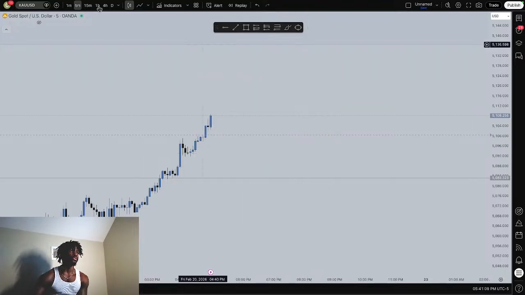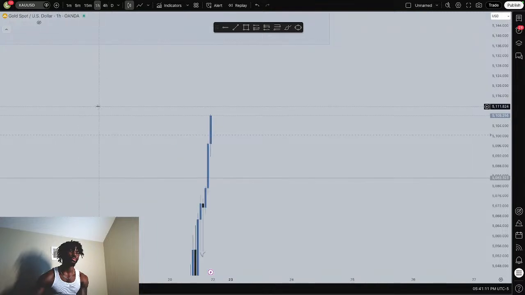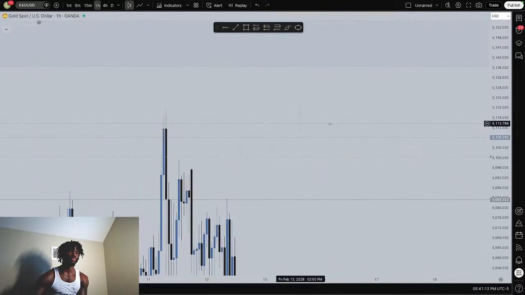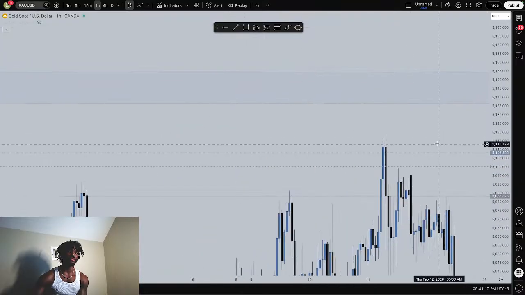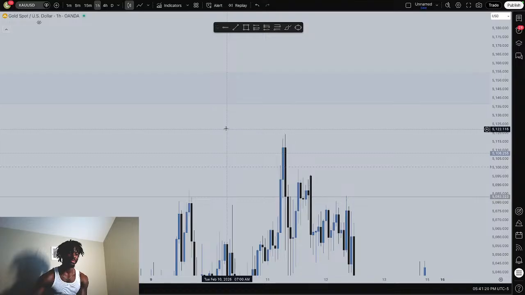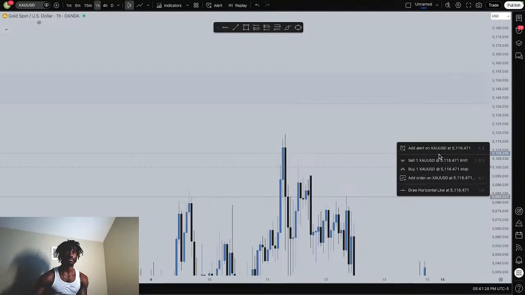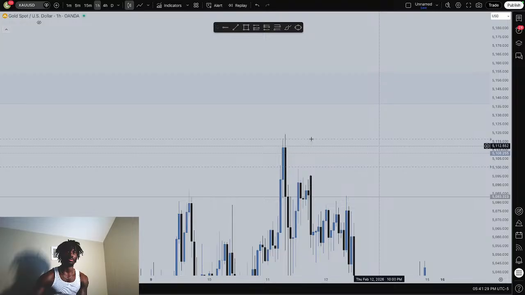And then I'll set another alert. If price continues to keep going bullish, then it's not really any true entry for me, but I do want to at least set another alert near the highs at 51.17.